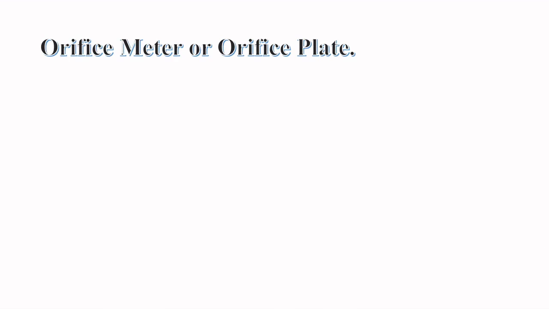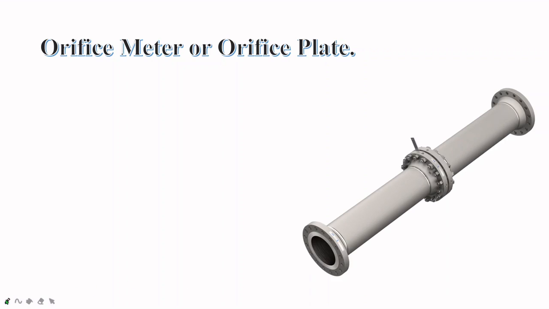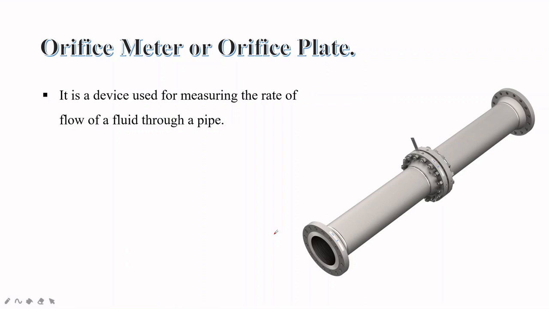Welcome my dear students. Today we will see the next device based upon Bernoulli's equation, that is the orifice meter, or it is also called what? Orifice plate. So this is the diagram of the orifice meter. It is also a device used for measuring the rate of flow of a fluid through a pipe. So what is the rate of flow? It is Q.